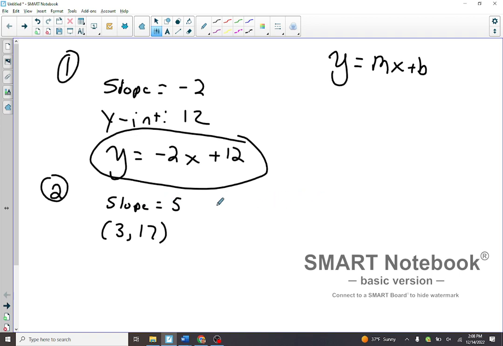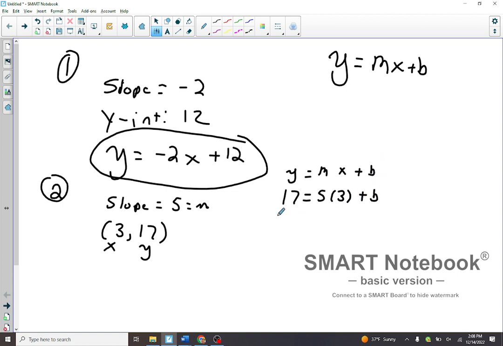So in this case, I'm going to plug in everything I know. I know an x, I know a y, and I know the slope, which is m. So it's going to be 17 equals 5 times the x, which is 3, plus b. One more time. 17 because that's the y, 5 because that's the m, 3 because that's the x, and the letter b because that's the letter b.